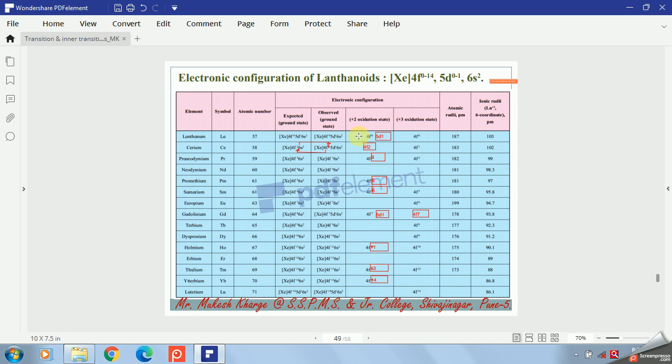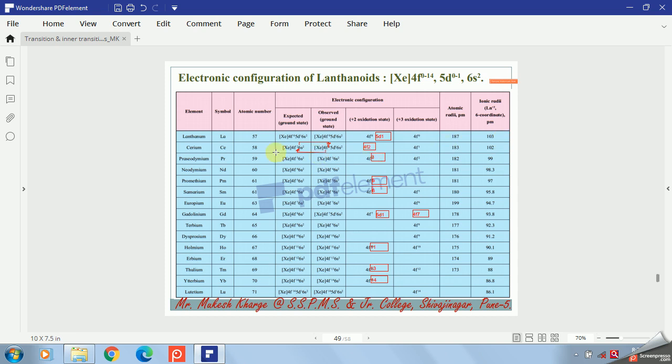Then it shows the +2 oxidation state. So what is the +2 oxidation state electronic configuration? Here is a correction. Make it correct in your textbook also. In the electronic configuration, 2 electrons from 6s are removed, so only 1 electron remains, in the 5d orbital. So the electronic configuration becomes 4f0 5d1. Then if that d electron is removed, it shows the +3 oxidation state and the electronic configuration becomes 4f0. The atomic radius is 187 and the ionic radius is 103.